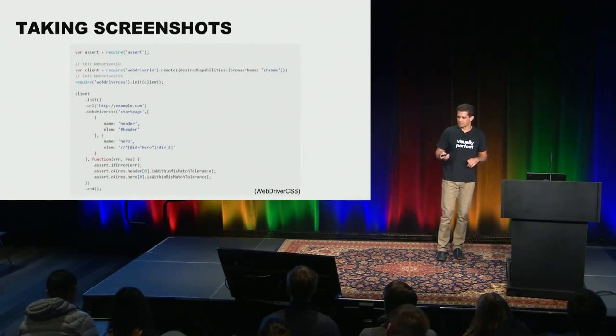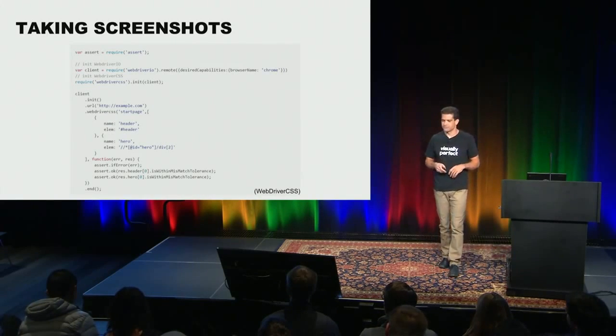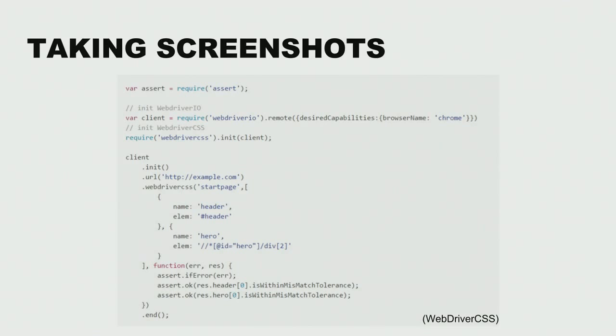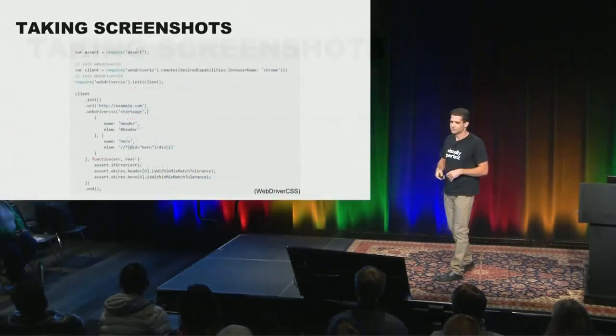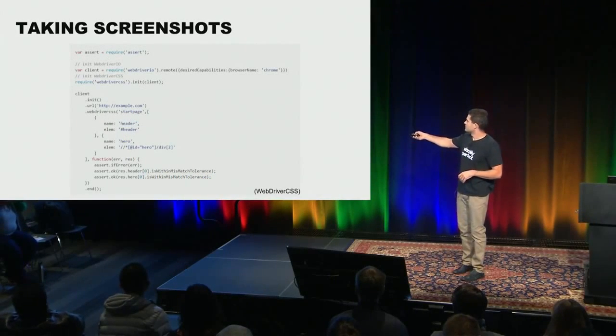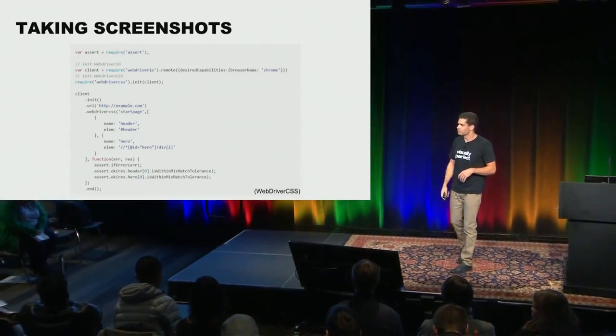Here you can see an example of the first two steps, taking screenshots and updating them, with an open source visual test automation tool called WebDriver CSS. As you can see, it's JavaScript based, and it extends WebDriver I/O. And this test is very simple. It starts with an instance of WebDriver I/O. It initializes it, which causes the browser to open. In this case, it would be a local Chrome browser. Then it navigates to the example.com URL.